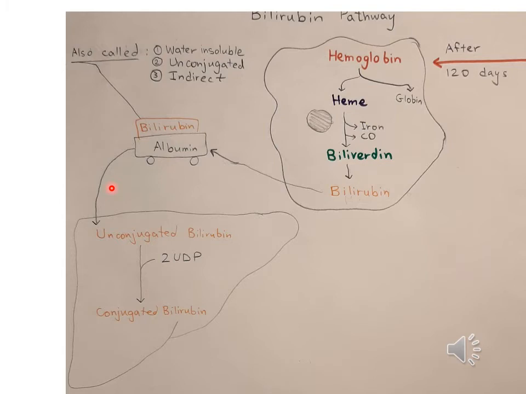Once it reaches the liver, the liver has to do two jobs: to make it water soluble and then to remove it from the body. How does it make it water soluble? By conjugation. So unconjugated bilirubin is conjugated with glucuronic acid to make conjugated bilirubin. This conjugated bilirubin is water soluble, and in the next slide we will show how it is removed from the body.